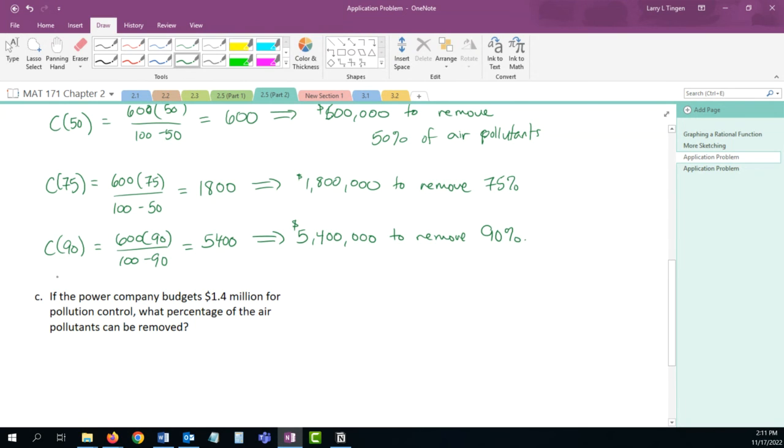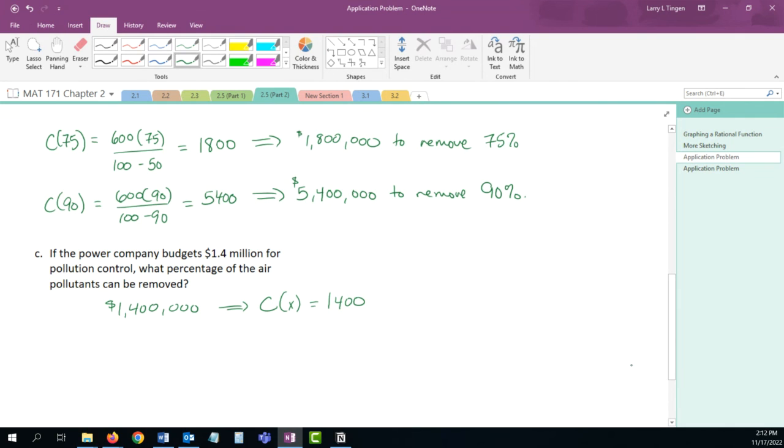Okay, so that means 1.4 million corresponds to C of X being 1,400. Everybody cool with that switch? And I know we're getting close to time. If you need to go, I'll finish the problem and then I'll post it. But if you do need to go, I understand.